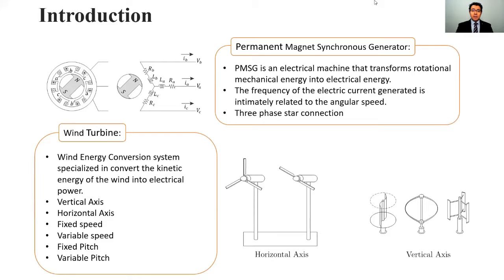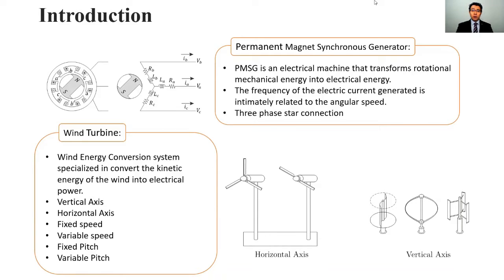Let's start by saying that a permanent magnet synchronous generator, or PMSG, is an electrical machine that transforms rotational mechanical energy into electrical energy. Besides a rotor compounded by permanent magnets, a distinctive characteristic of the PMSG is the intimate relationship between the frequency of the electrical current generated and the angular rotor speed.